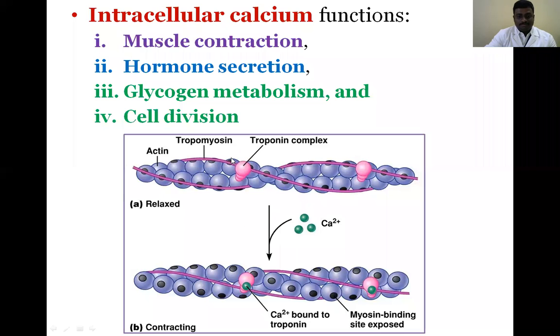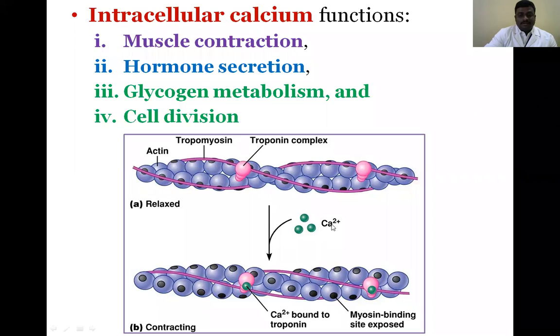Here is one example, muscle contraction. Muscle contraction requires calcium inside the cell. Here is the muscle structure, containing actin, myosin, tropomyosin, and troponin complexes. The first one is the relaxed stage, and the second one is the contracting stage. For contraction of the muscle, calcium ions are required.